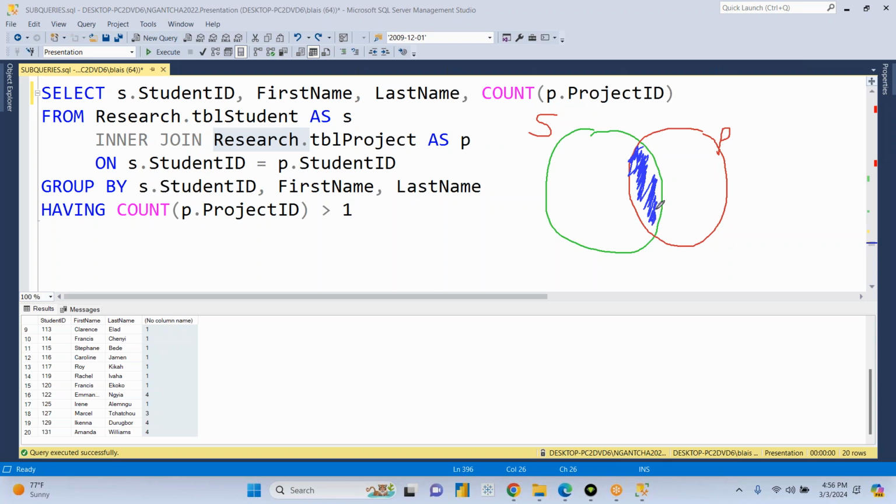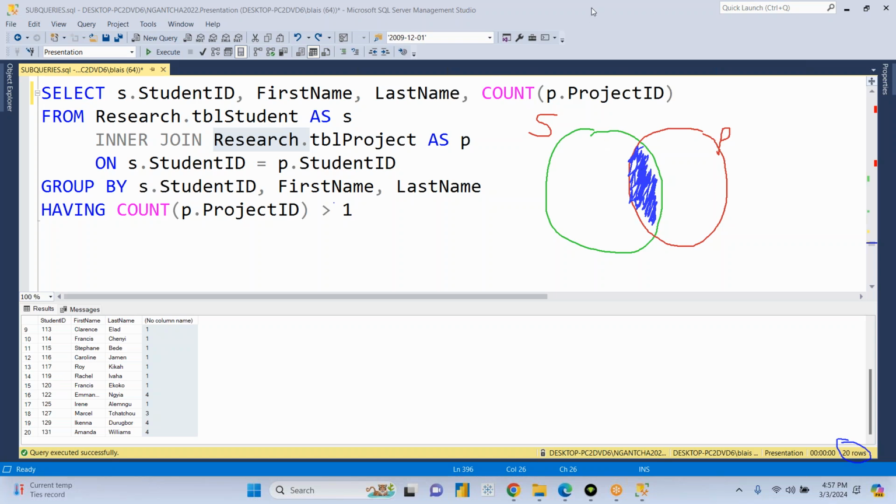See that this is data reduction. The condition is really, really strict. And that's why the inner join in this case gives 20 rows or 20 students. And if you look at the count of projects, you don't see any student with 0 projects. You must be in the intersection, you must have a project.